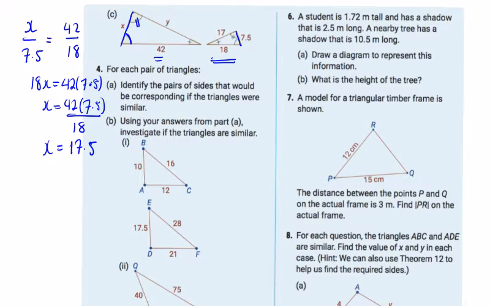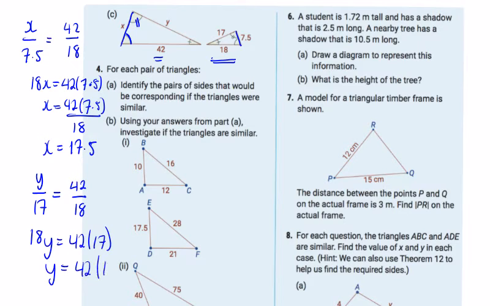And then we have y. Start with y, between 2 and x is 17 in the other triangle, and that's going to be equal to, we have our 42, and that's the same ratio as the last one, so that will be over 18 in the other triangle. So 18y is equal to 42 times 17, so y is equal to 42 times 17 over 18.